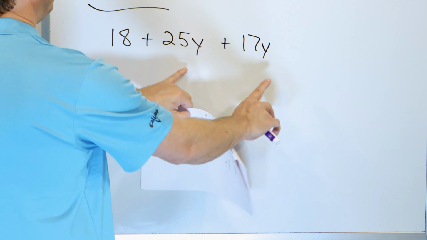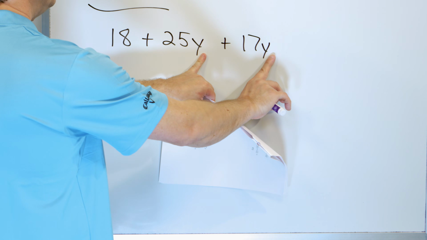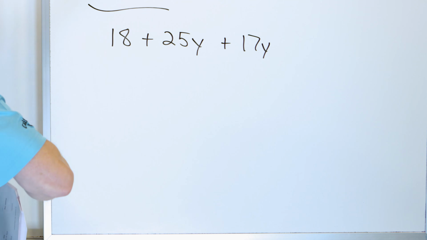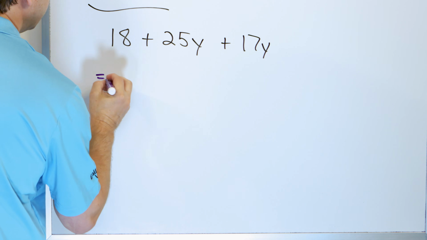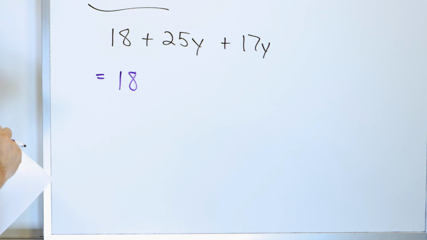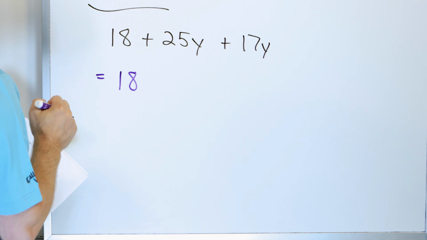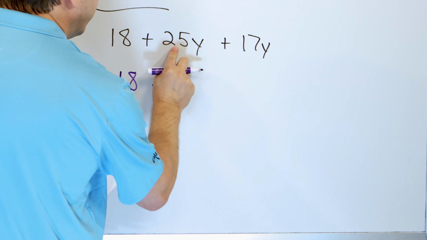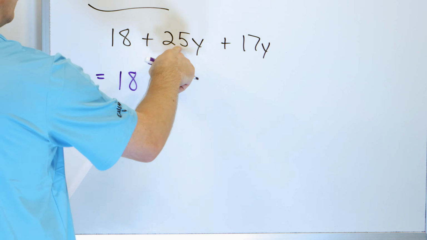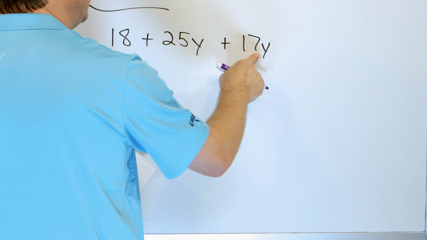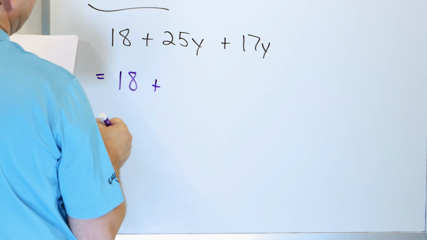All right, what about 18 plus 25 times y plus 17 times y? Where are my like terms? You see, I have a y term and a y term. So I can combine those, and they're already next to each other, so I can just combine them, right? 18 I can't combine with anything because it's a constant term. There's nothing else here. Now, what is 25 plus 17? Well, you add 10 more is 35, and then 7 more is going to be 42, right?